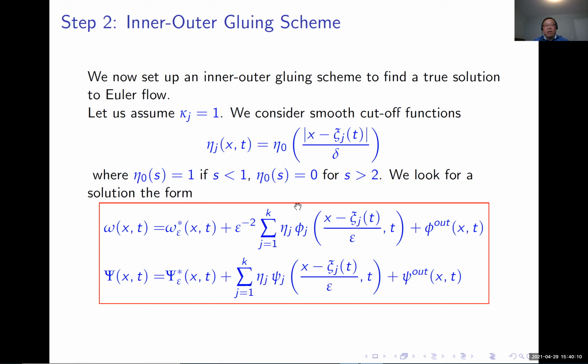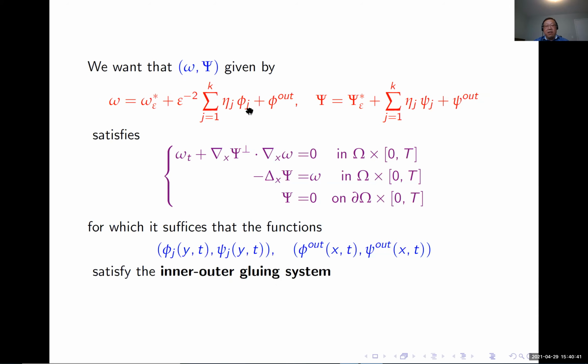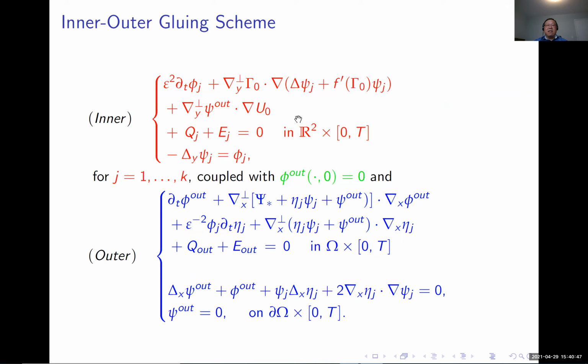We want to look for a solution for the vorticity. This is the initial condition, the initial error, the initial approximation. And we do a cutoff somewhere. And then we have an inner problem and an outer problem. Okay, this is the inner outer grid. So we plug this in. The inner outer grid system is the following. This is the inner problem near the vortex, and this is the outer problem outside the vortex.